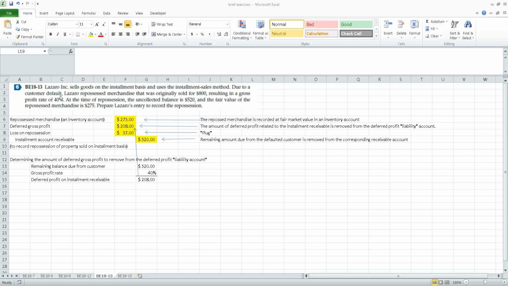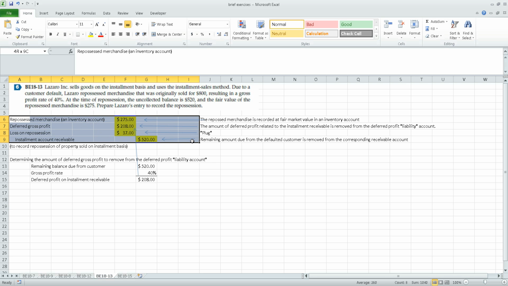We're told that due to a customer default, Lazaro repossessed merchandise that originally sold for $800. At the time of the sale, we did the calculation and determined that the gross profit rate on this sale was 40%. At the time that we repossessed the property, the uncollected balance, that is the installment receivable due us from the customer, was $520. The fair value of the repossessed merchandise was $275, and we're asked to prepare the journal entry to record the repossession. Here's what the journal entry looks like.